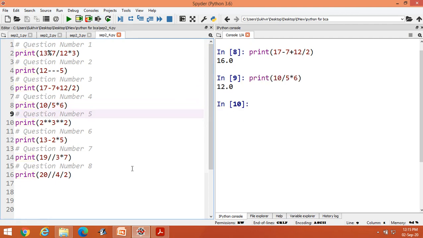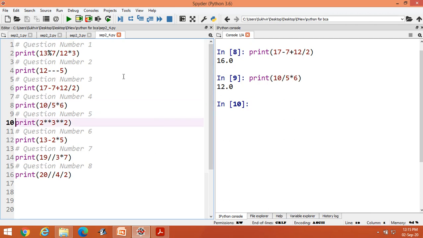Check here. The answer is 12. Now why the answer is 12? 10 divided by 5. Answer is equal to 2. Because the answer is in decimal again, 2.0. 2 and 2.0 covers the different answer in multiple choice questions. 2.0 multiplied by 6, the answer is 12.0.